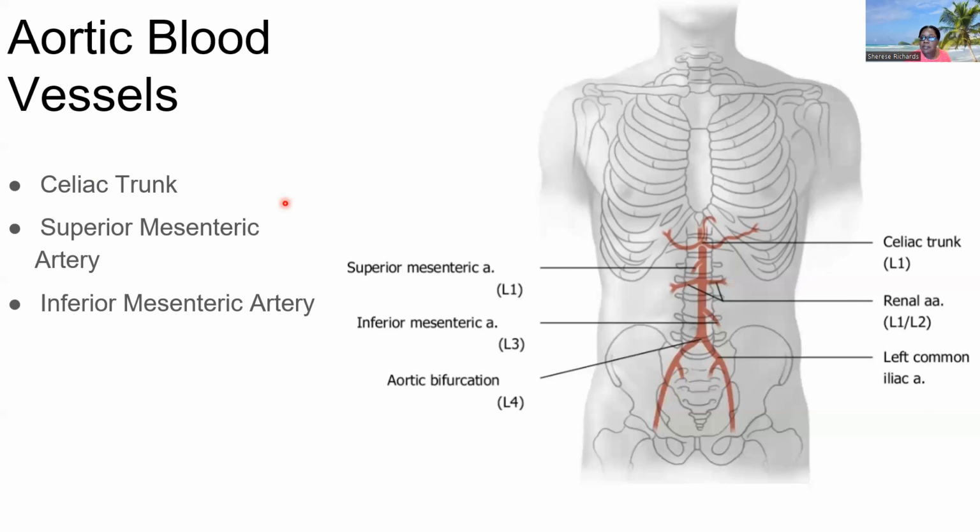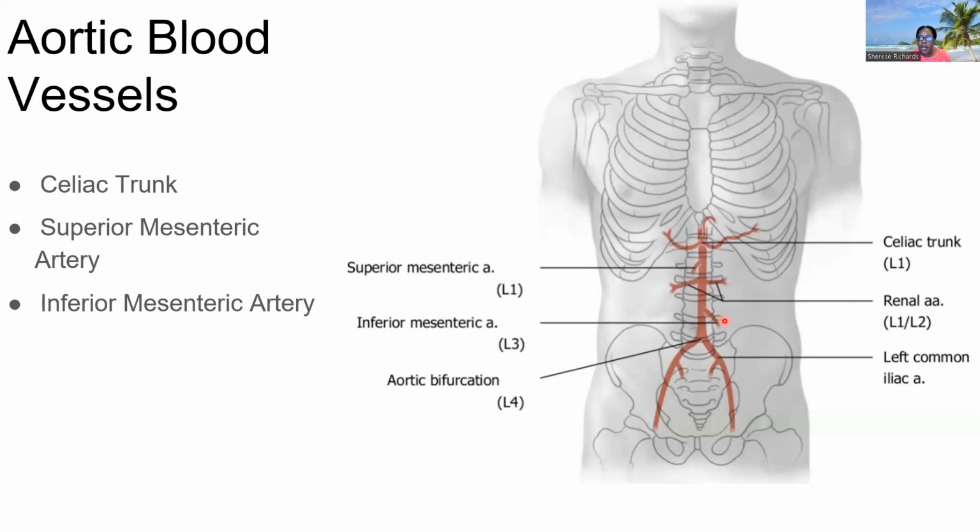We know the aorta is the major vessel that moves down the thorax, crosses into the abdomen by piercing the diaphragm. And then as soon as it passes into the abdomen, it gives off these three major branches, the celiac trunk being the first one. This is at the vertebral level L1. The superior mesenteric is the second branch. That's going to be a little bit lower. And then the inferior mesenteric is the third branch.